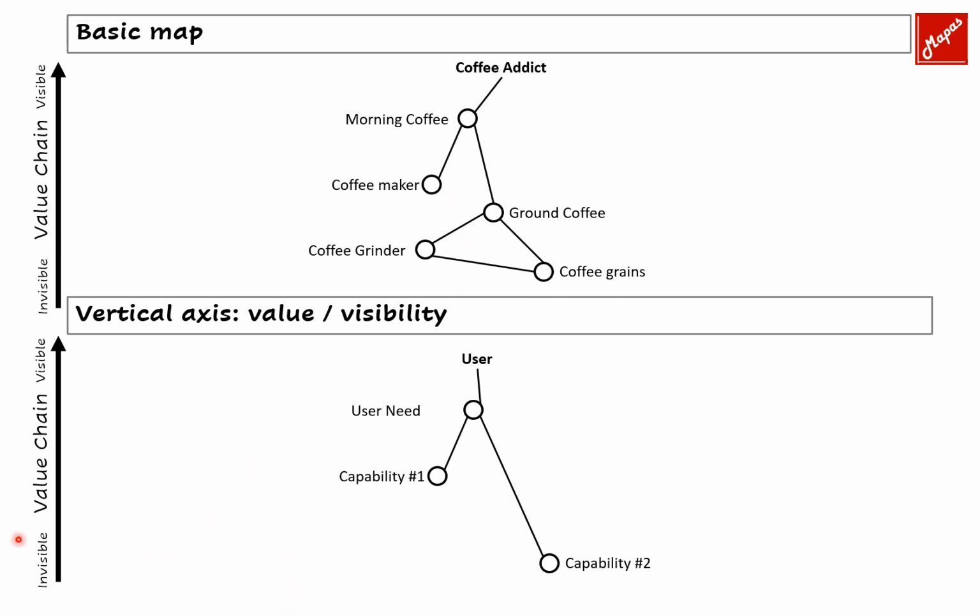The vertical axis represents value or visibility with respect to our anchor, the user. This capability has more visibility to the user than this capability number 2, and that is the way to read it. We can also say that it has more value for the user, and that's right too.